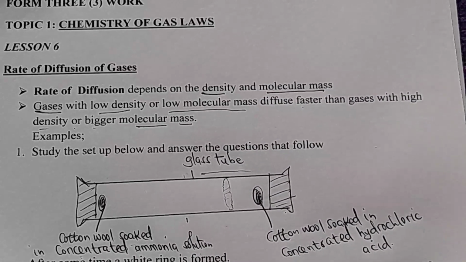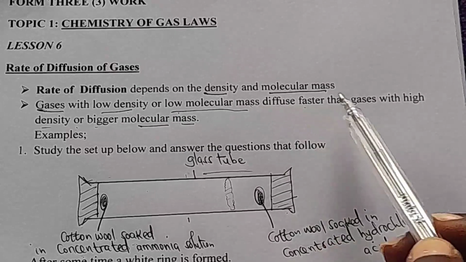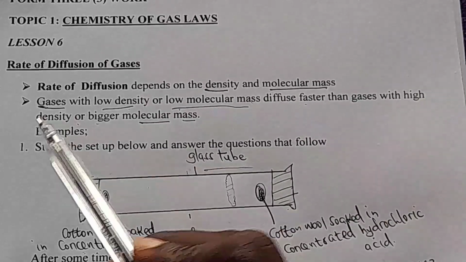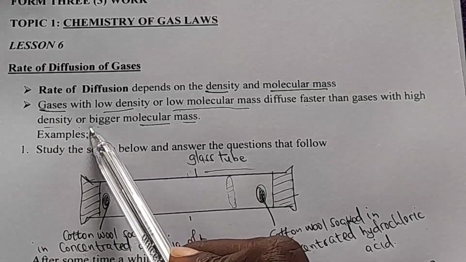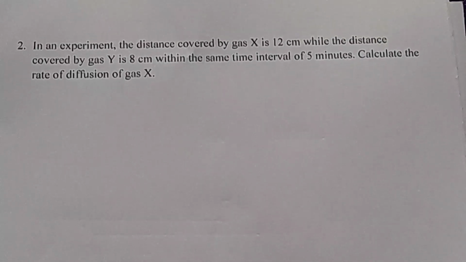Remember previously we have said gases with low density or low molecular mass diffuse faster than gases that have high density or bigger molecular mass. Okay, thereafter we are going to go to question 2.